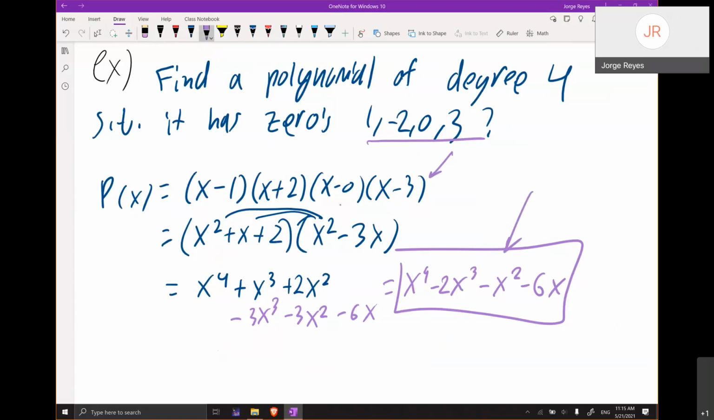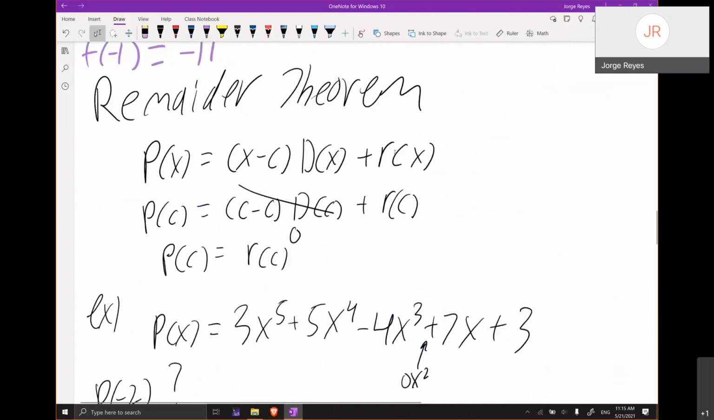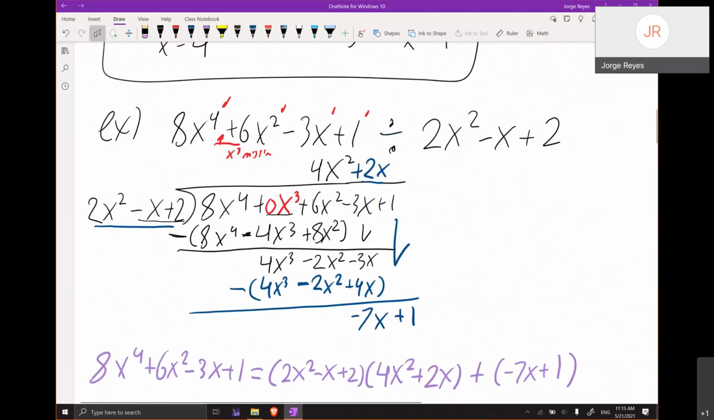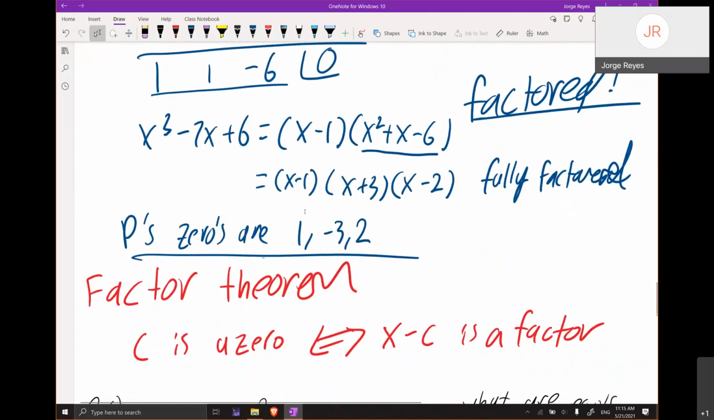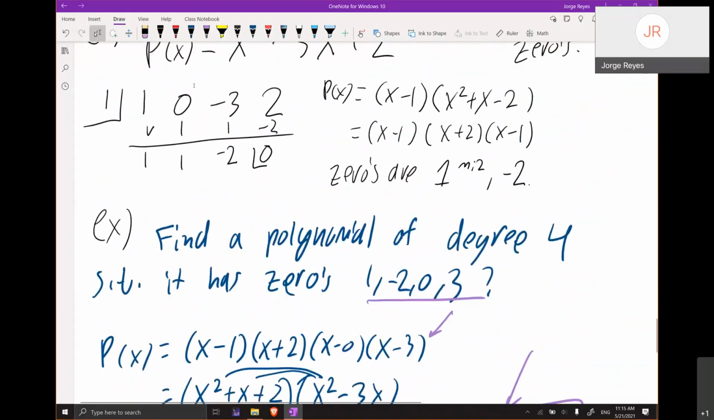All right, that's it for section 3.3. Learn long division, learn synthetic division. That's the point of this section. Know how to do long division, and then definitely, 100%, you need synthetic division because it's how we're going to solve polynomials in the future. So that's it, and I'll see you guys next time.